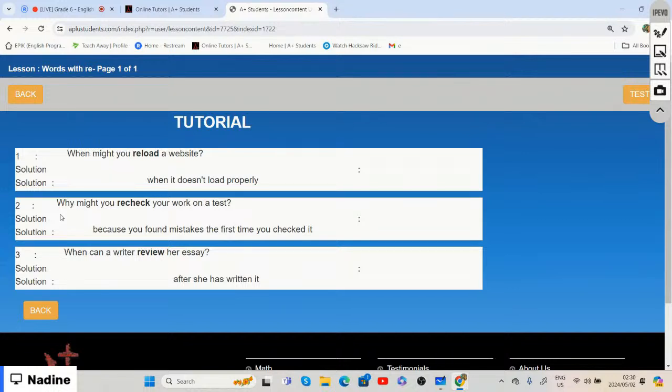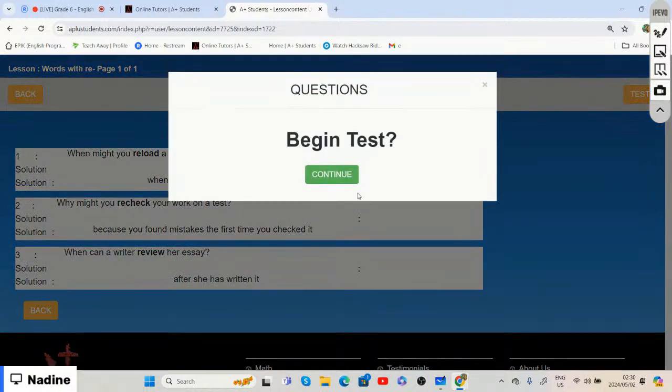So a writer can review an essay after she has written it, right? So before you hand in your essay, but then afterwards you can review your essay once you've written it.